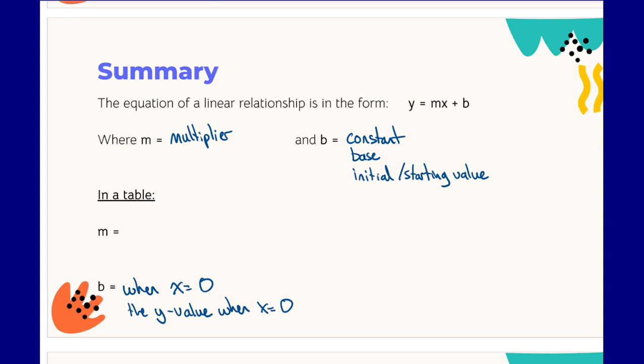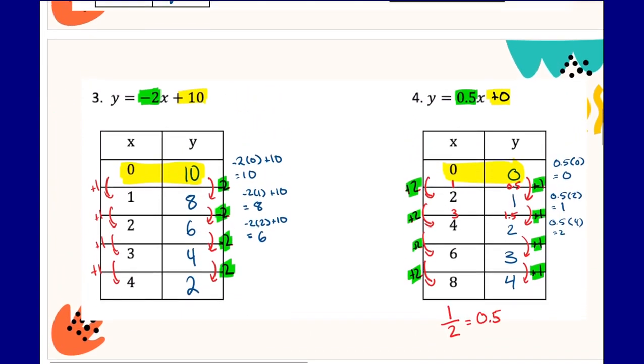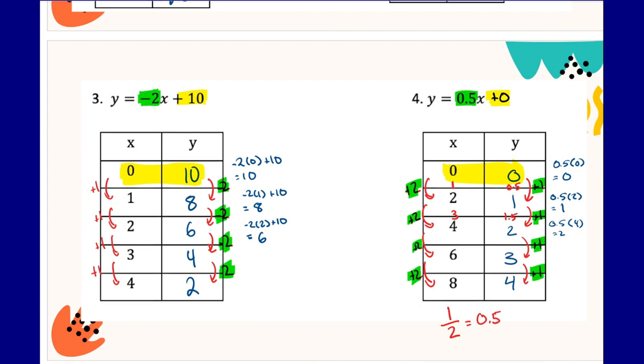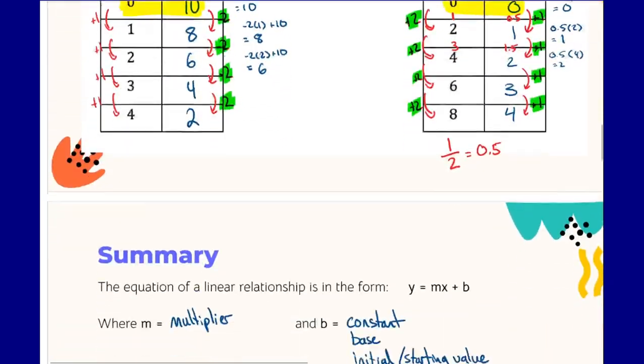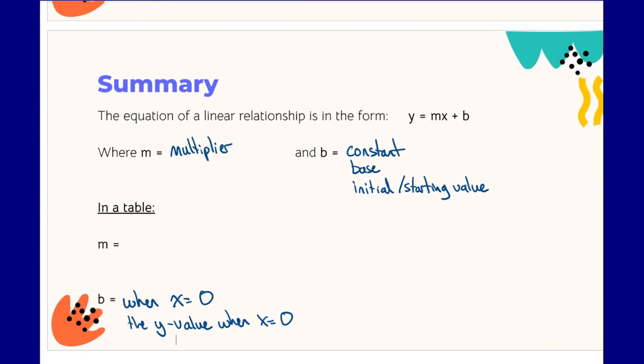The m, still the multiplier, but where do we see it in the table? If we go back, we see it's what the y value is going up by. More specifically, though, it's what the y value is going up by for every one position. So what the y value changes by for every one x increase.